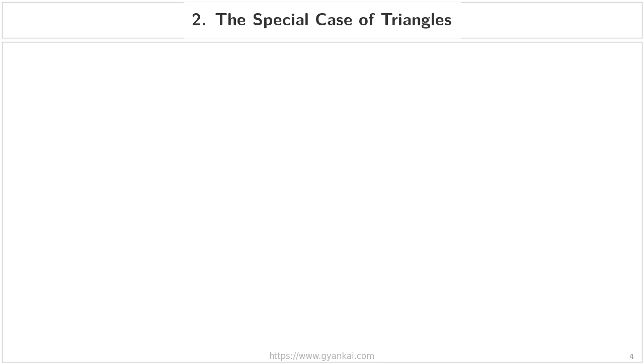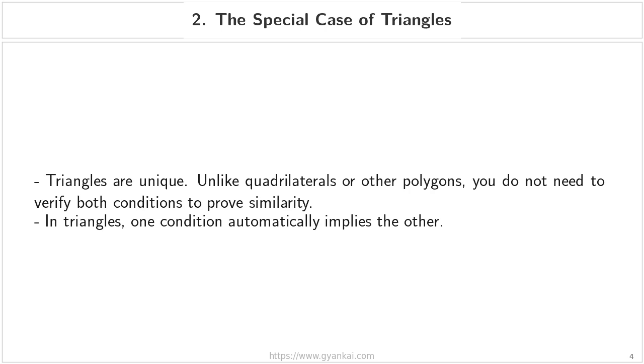2. The special case of triangles. Now, we've just seen with our rectangle example that for general polygons, checking angles isn't enough. You have to check the sides too. But here is where things get really interesting. Triangles are actually a special case in geometry.